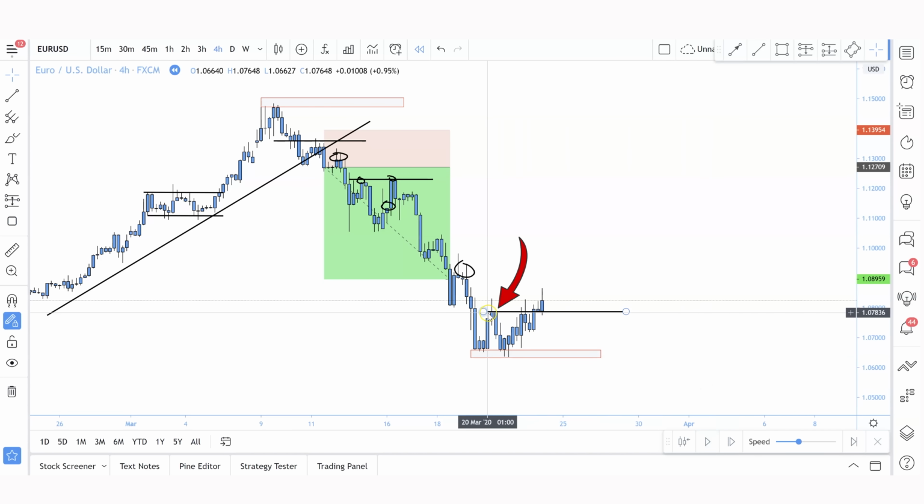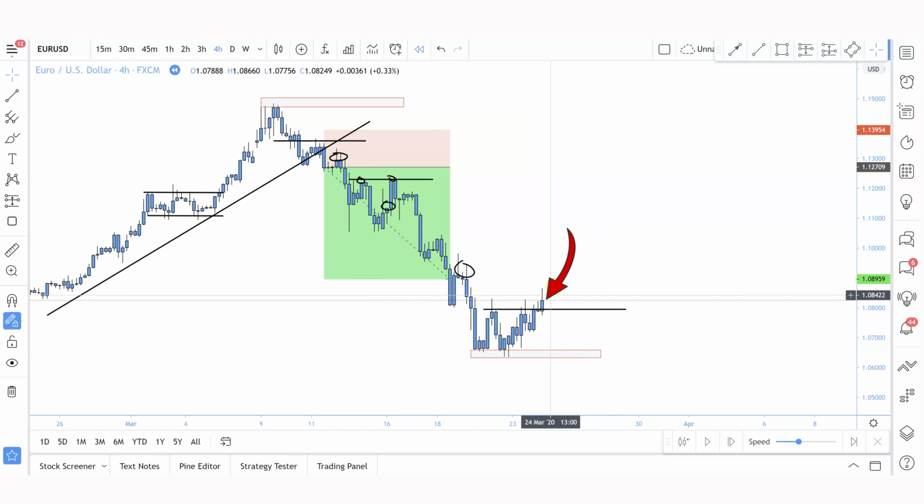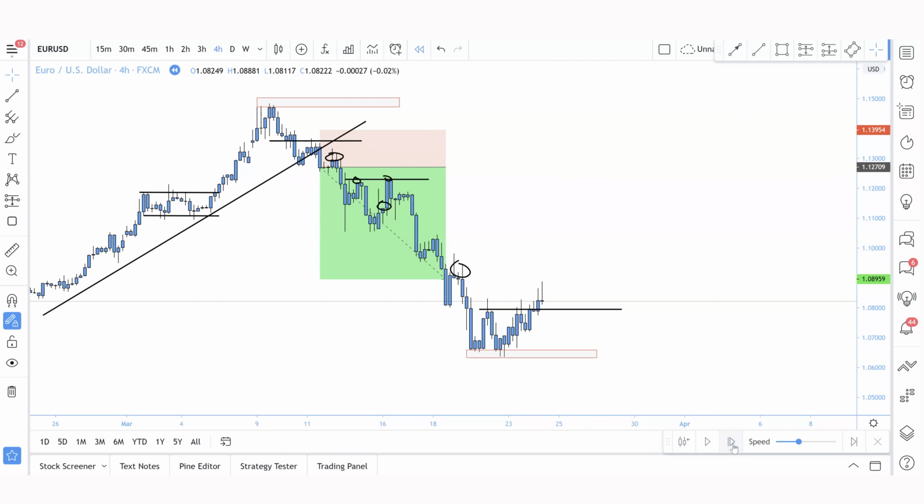Now look here to the left, price wasn't able to break above or close above this structure for a very long period of time. This candle may not signify a lot because of the bearish pressure, but look how price has finally broken above this key level. So what are we looking for now?